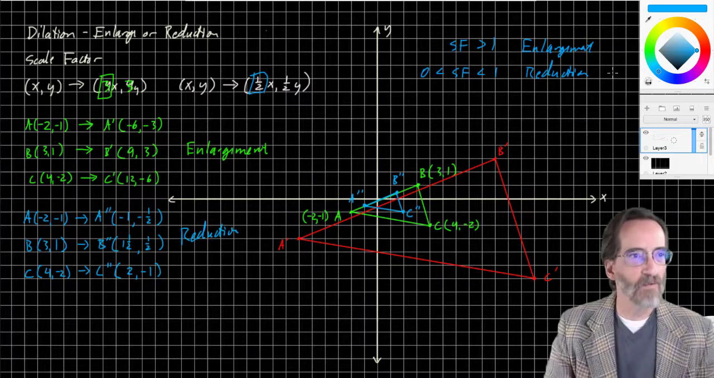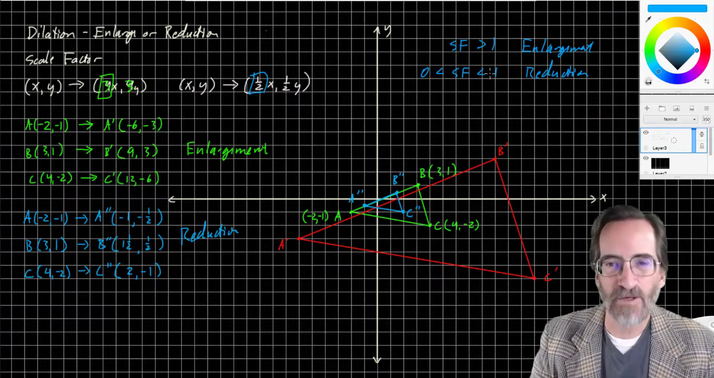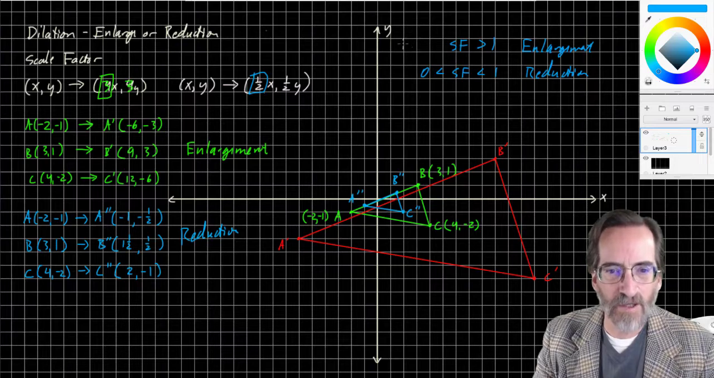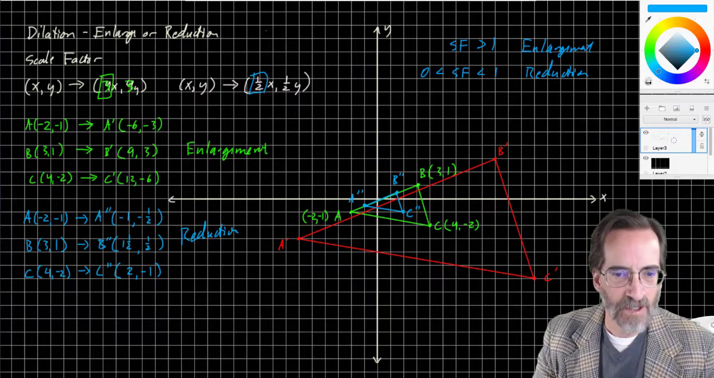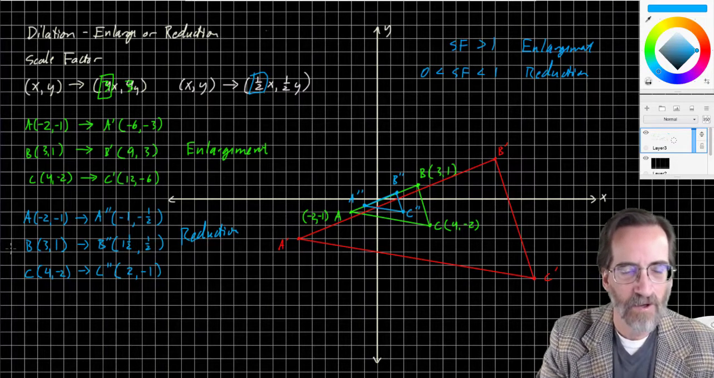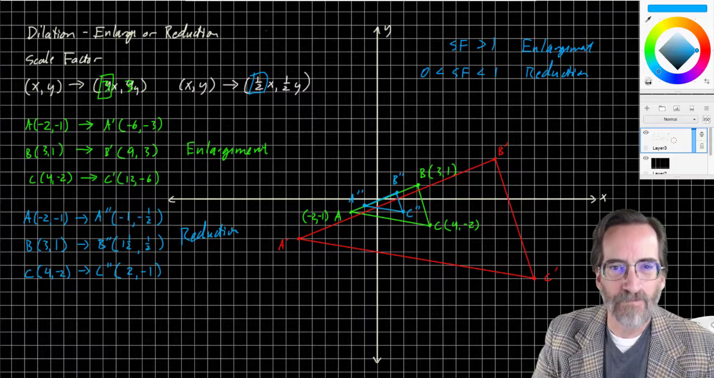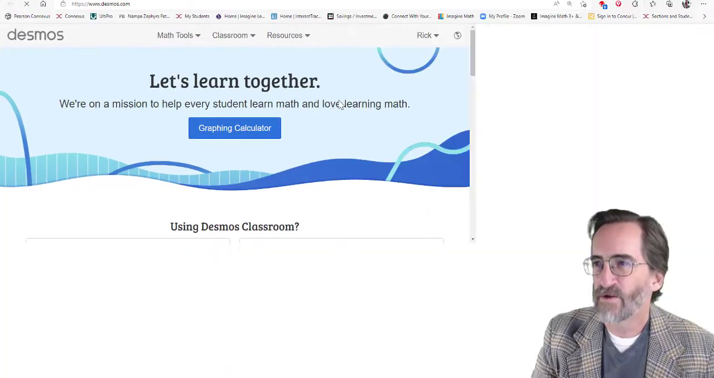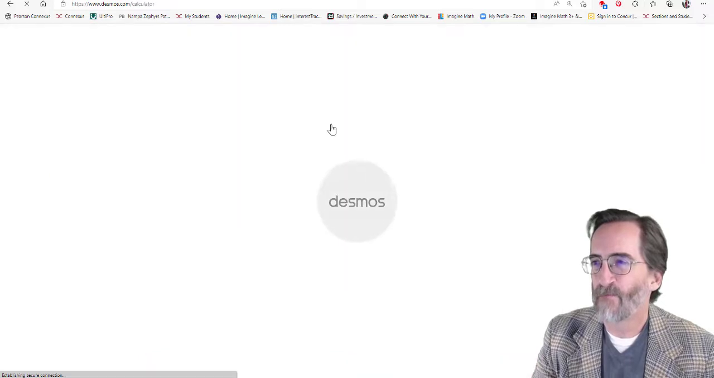And I want to show you this in Desmos too, because it really is kind of cool the way it works. Let's pull up Desmos. All right. This is turning into a long video.